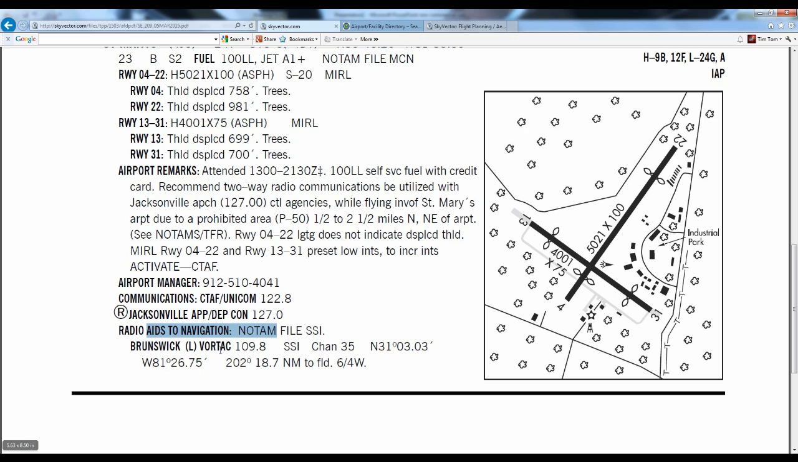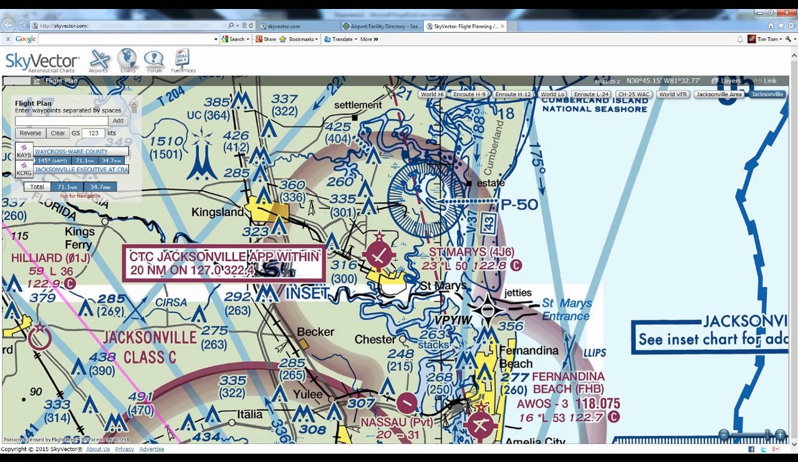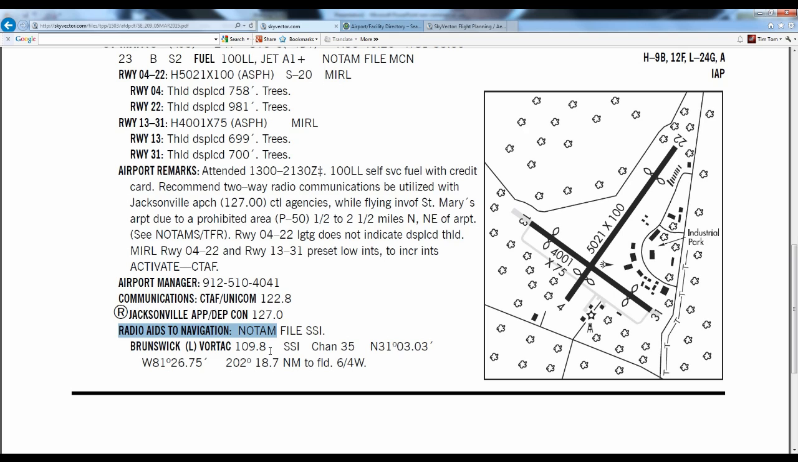Then you've got the radio communications, radio aids to navigation, NOTAM file SSI, Brunswick VORTAC. That's basically listing the closest VOR, which is Brunswick VORTAC 109.8. The reason it says that is because there's a nearby radio aid to navigation. If you look at the chart, it's right up there. It's within 20 miles, essentially. 109.8 SSI, channel 35. There's its position. It's 202 degrees, 18.7 nautical miles to field. That's relative from the VOR. That's basically telling you the airport is on the 202 radial, 18.7 miles from the Brunswick VOR.